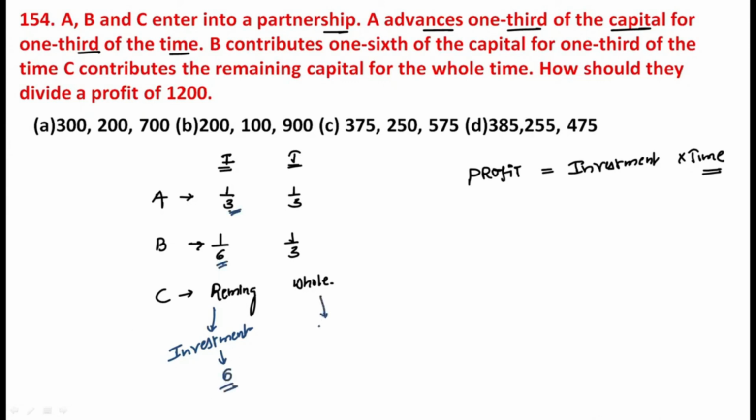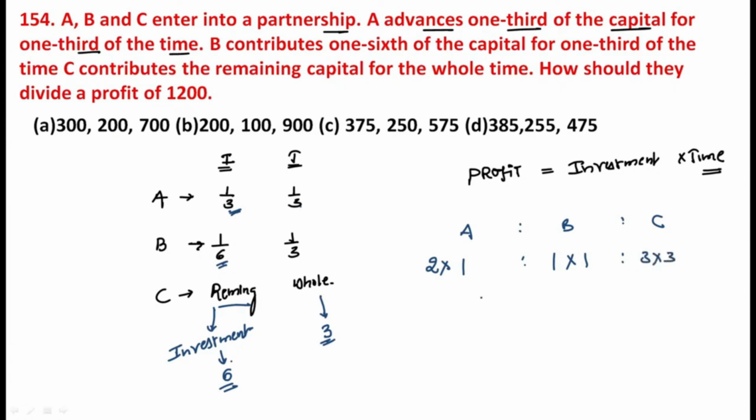In the same way, for the duration, the denominators are 3 and 3, so take the whole duration as 3 units. Now you can frame an equation. The investment of A is equal to 2 rupees, duration is 1 unit. Investment of B is 1 rupee, duration is 1 unit. And the remaining capital, see, out of 6 rupees, A and B invested 3 rupees. The remaining capital is only 3 rupees, and it is for the whole time.